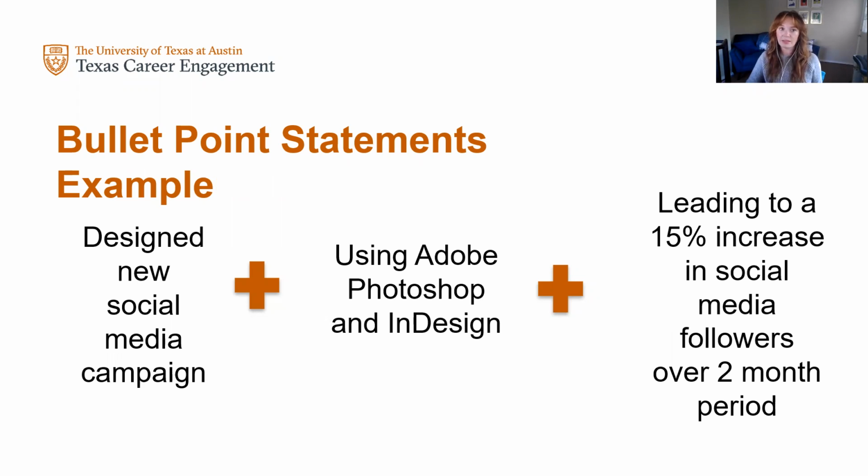And the great thing about this example is that I use numbers twice. The more that you can quantify your impact, the better evidence is that you actually are able to demonstrate the skills that you're claiming to have. So I said 15% and I said 2-month period. So it's a really clear, tangible example of how I had an impact at a previous organization or employer.